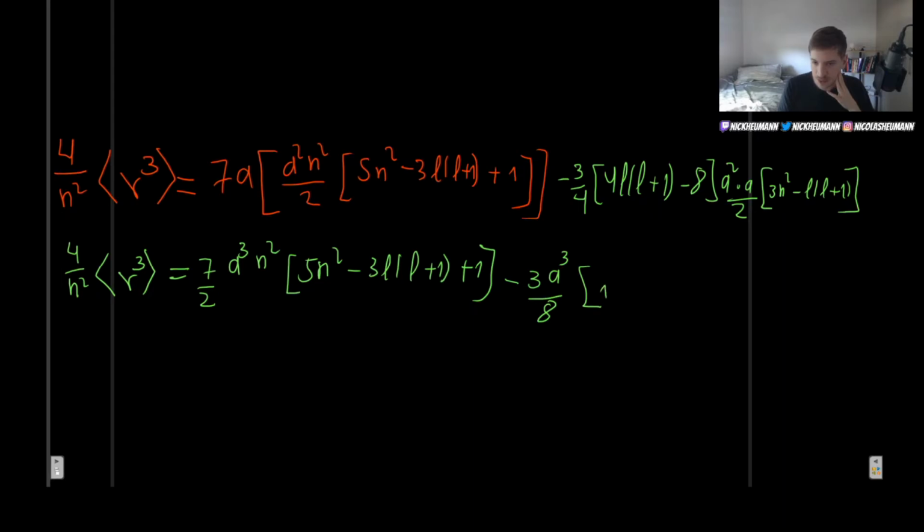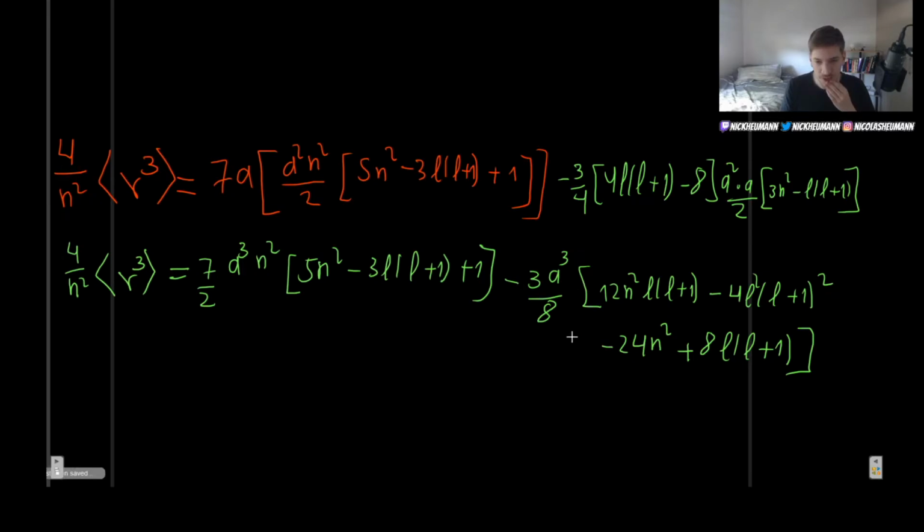And then we get the product of these two brackets. So we get 12n squared l plus 1. And then we get this times this. So we get minus 4L squared L plus 1 squared. Let's continue down here because I don't have much more room. Then we get minus 24n squared, and then plus 8L L plus 1. Okay, so let's compare these two things. So both of them are multiplied by a cubed, and some of them will have n squares, some won't. There is this 4 down up there, which we might use, but I guess I'll use it later.